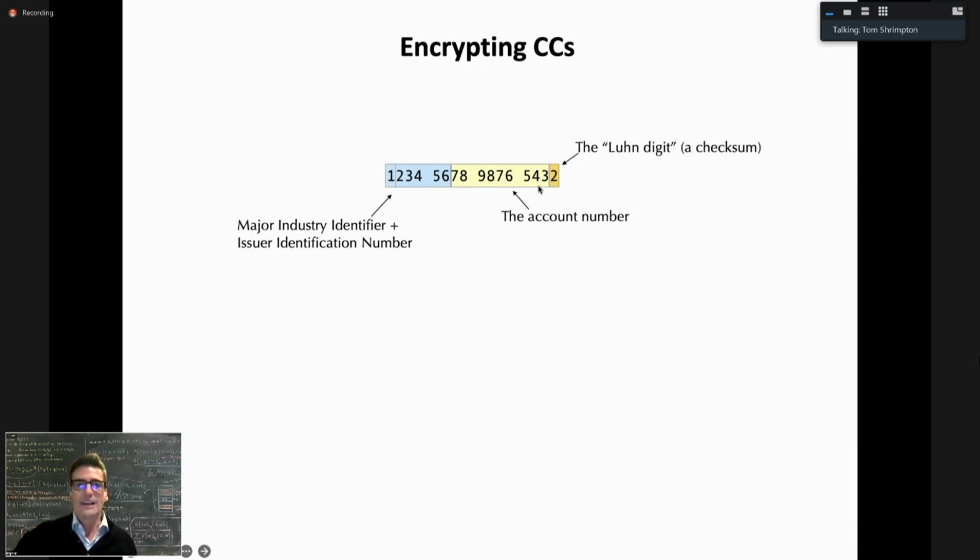The block of yellow that's here is the account number that's associated to the card that was issued by the part identified in this blue block. It's not really an account number per se. It's more like a string that is uniquely associated to the account number of the card holder. The very last digit is called the Luhn digit. It's just a checksum of all the preceding digits, so it's fully determined by the first 15 digits.